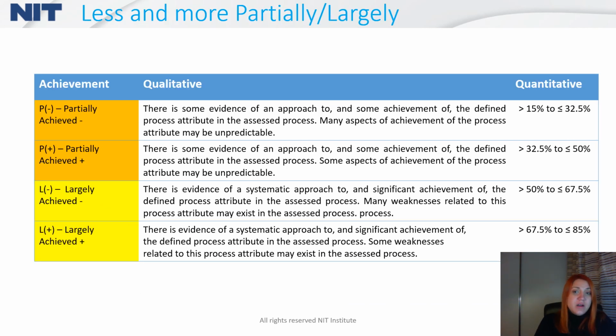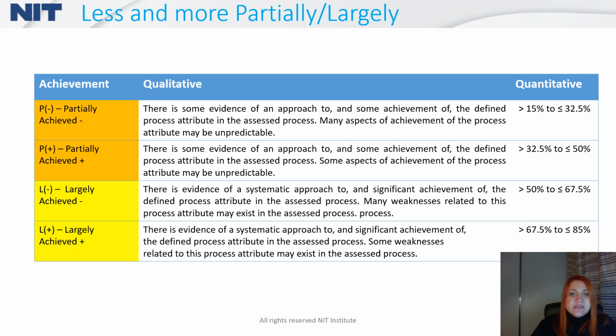Some assessors are using additional ways to judge what the score is. Sometimes you can see that there are partially minus and partially plus scores. It means that they are just determined in between the half of the scale of the partially, for example, from 15 to 32.5% and from 32.5 till 50.